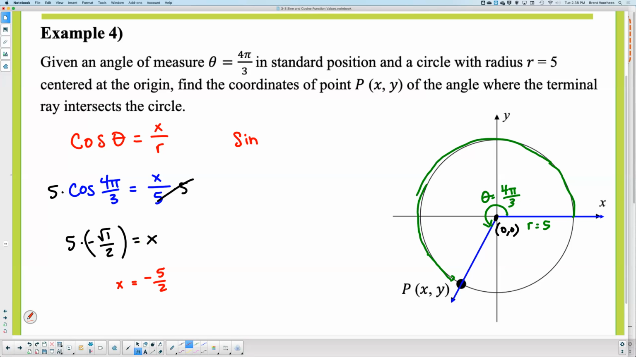Sine. We're going to use sine. Sine theta is y over r. So let's plug in our values. What is our theta? 4 pi over 3. I wrote cosine. Oh my goodness. Let's try that again.